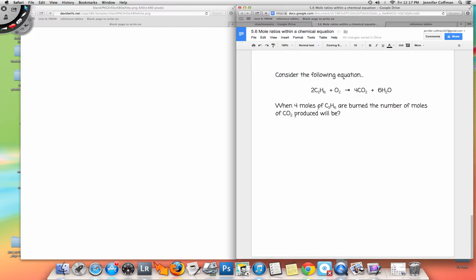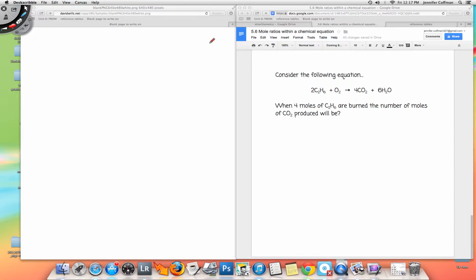When 4 moles of C2H6 are burned, so instead of 2, I'm doubling it. So 2 is to 4. I doubled this. The number of moles of CO2 produced will be, so instead of 4, since I doubled this one, I have to double this one. 8 moles of CO2. So let's just continue.